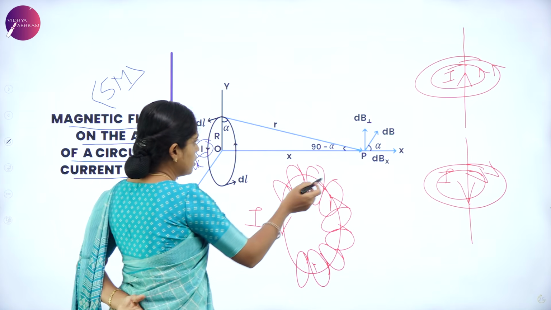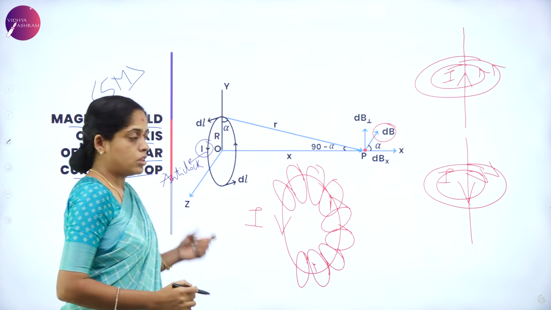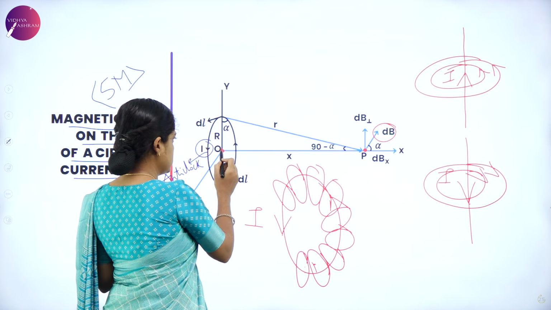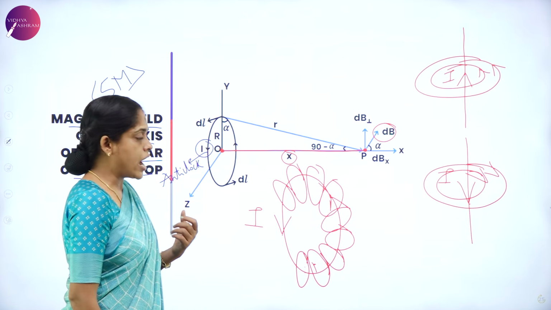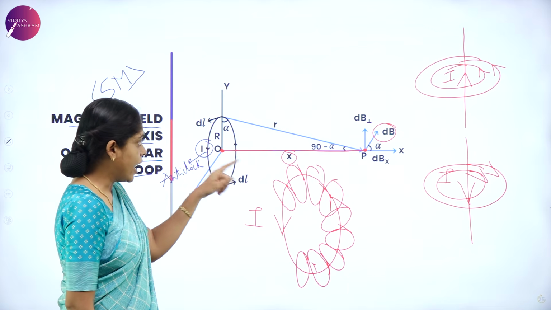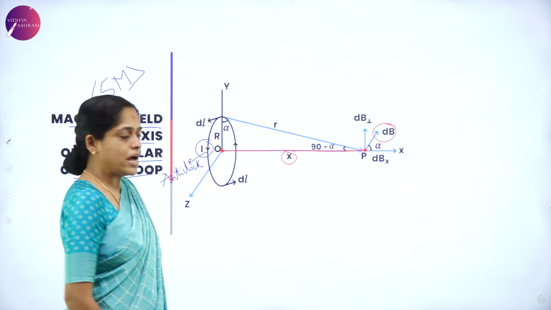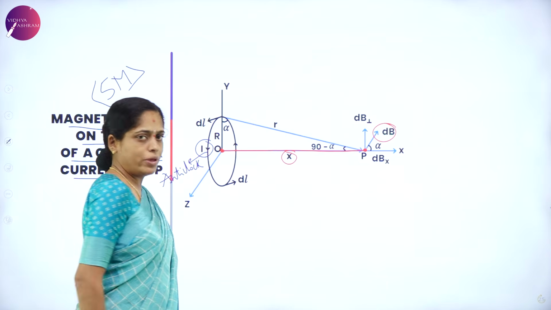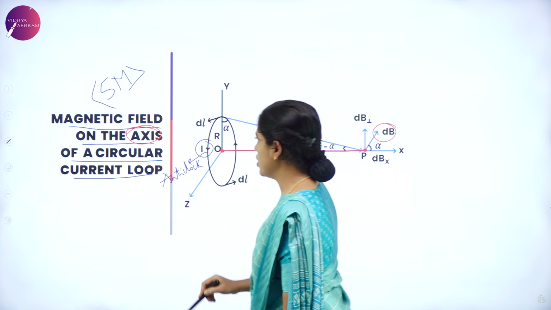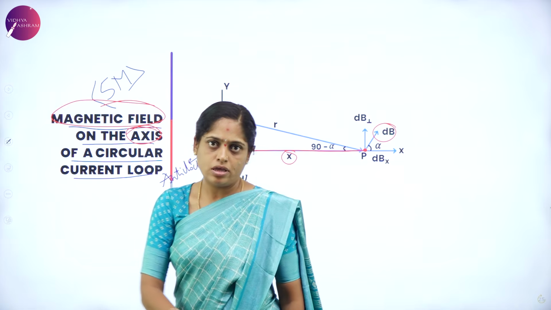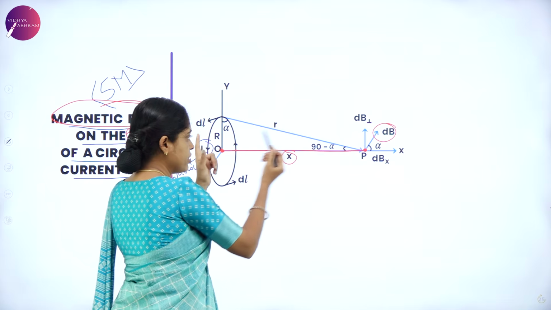Now, keeping that direction of magnetic field in mind, the point P lies at a distance x from the center of the circular loop, and this line represents the axis of the circular loop. The line which is passing through the center of the circular loop is known as the axis of the circular loop. On this axis, we need to find the magnetic field.